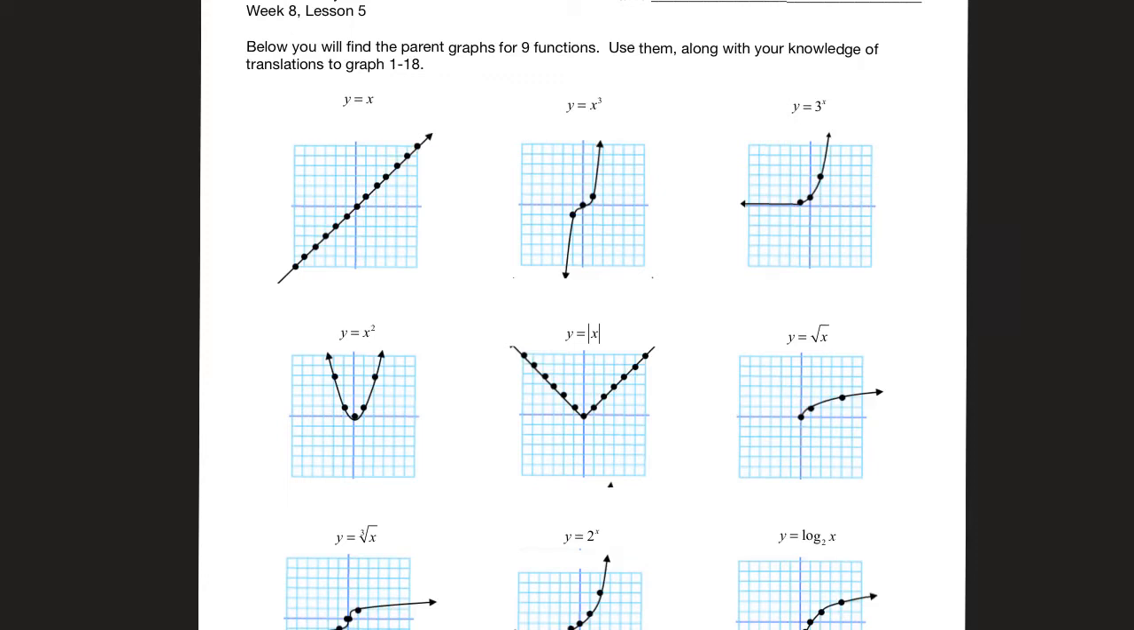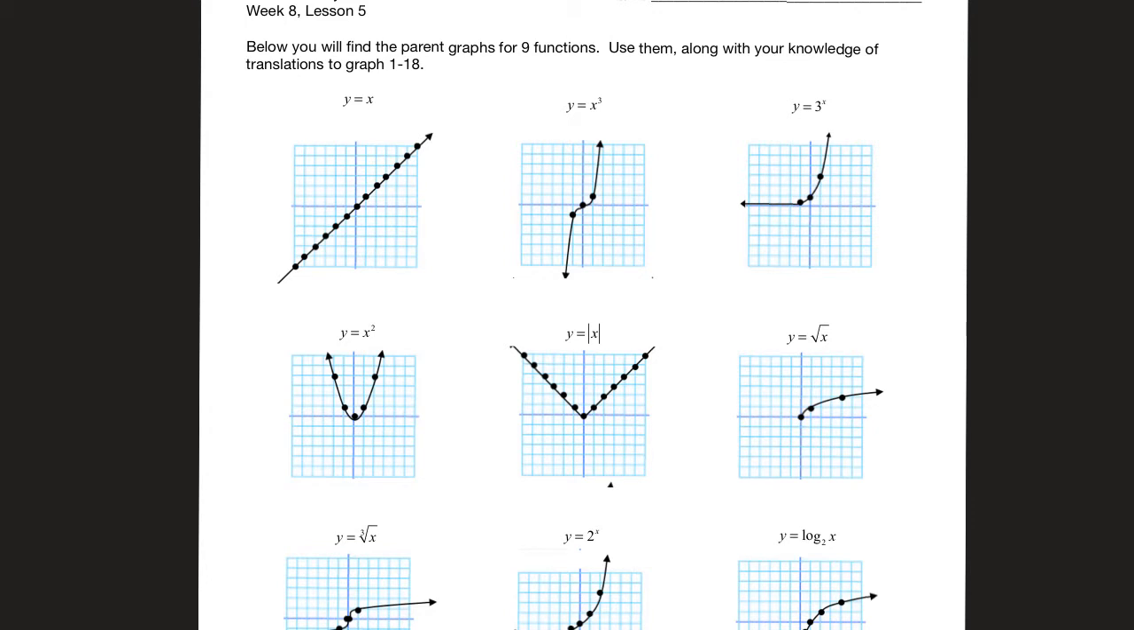Week 8, lesson 5. Okay, so for this particular lesson, I'm going to do some of the problems from the worksheet, right? So there isn't really a separate note sheet from the worksheet. It's all sort of the same. I'm just going to do a couple here and there, and then you'll finish the rest of it and turn it all in.